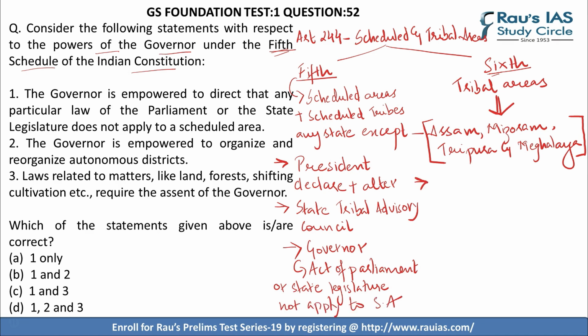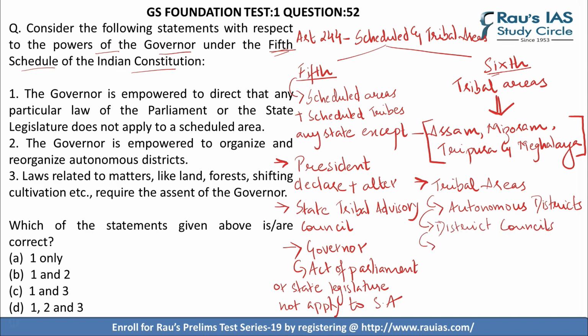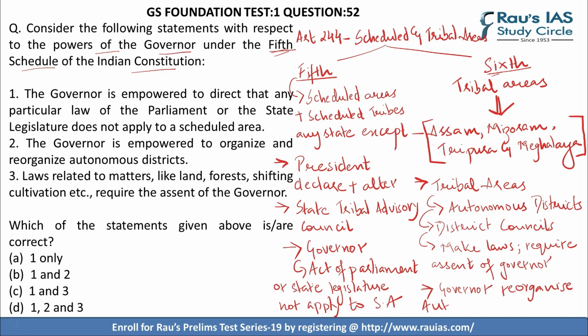Now, under the 6th schedule, all the tribal areas in these 4 northeastern states have to be constituted as autonomous districts. Now, these autonomous districts shall have district councils which will administer such areas. Though these district councils do have the power to make laws, such laws shall require the assent of the governor. The 6th schedule also mandates that the governor is empowered to organize and reorganize the autonomous districts constituted under this schedule.